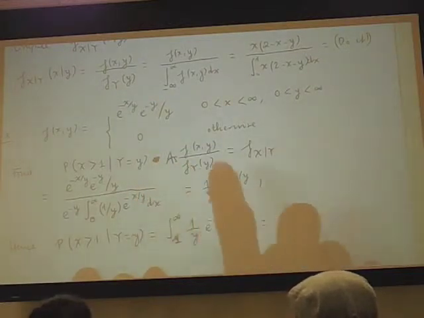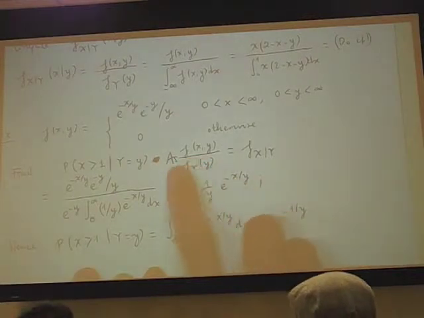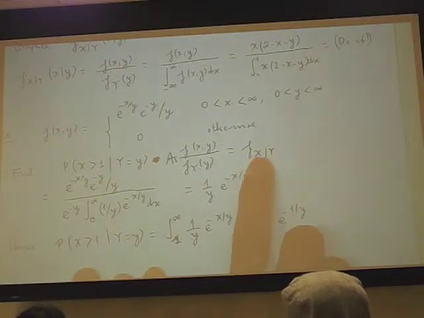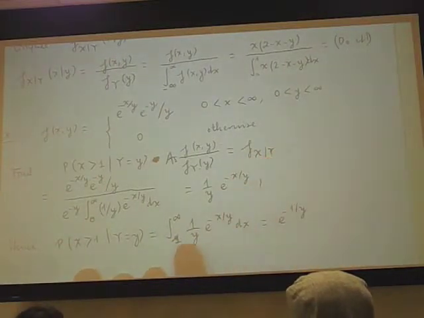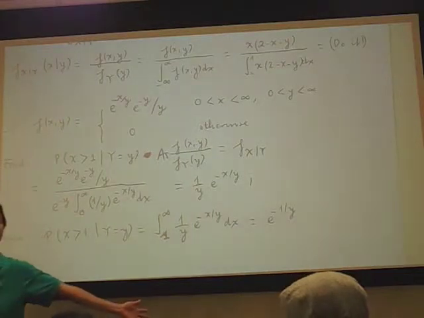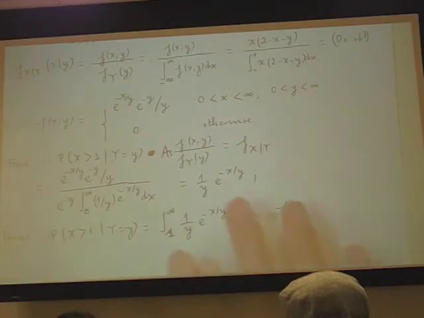The idea I want to get across is this: first, I need to calculate the conditional density, and then I just have to integrate it from 1 to infinity. I will get the probability of x bigger than 1. Is everybody clear? Okay, so that's done. Good.